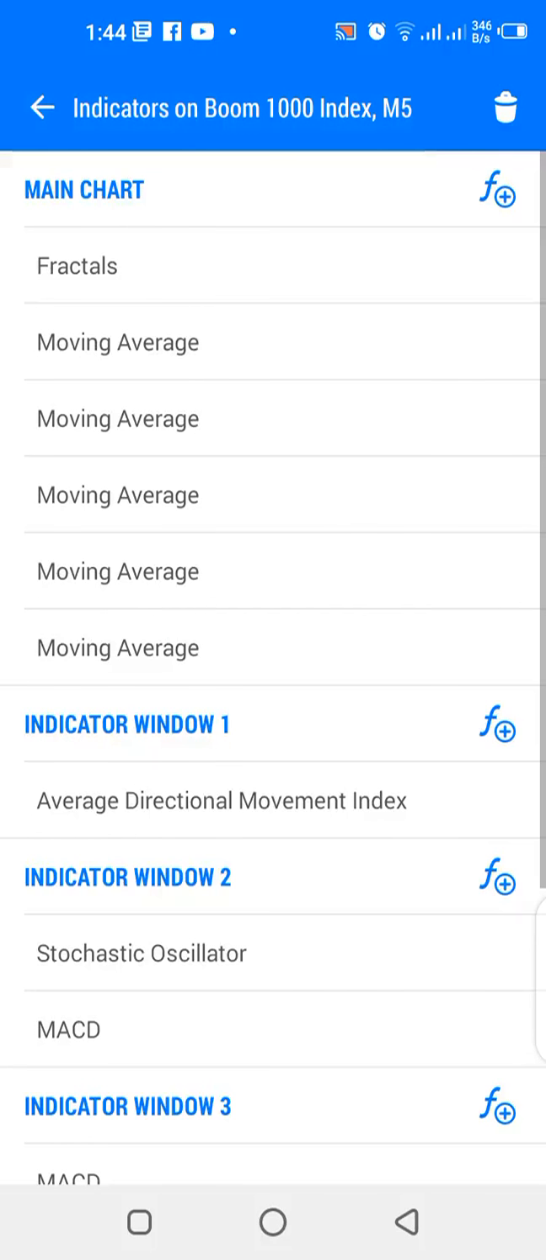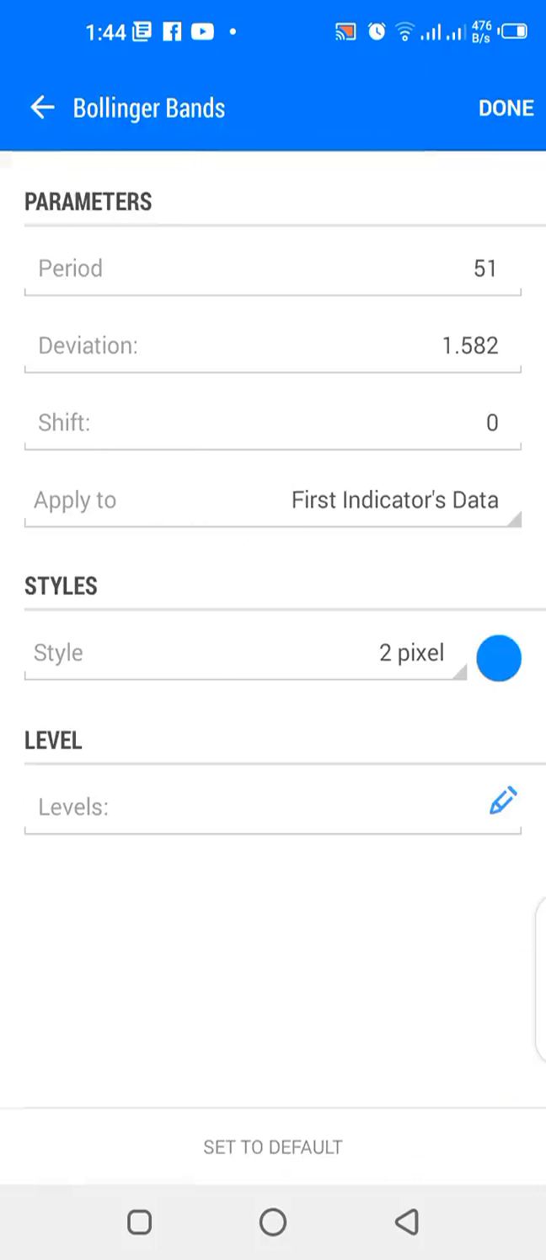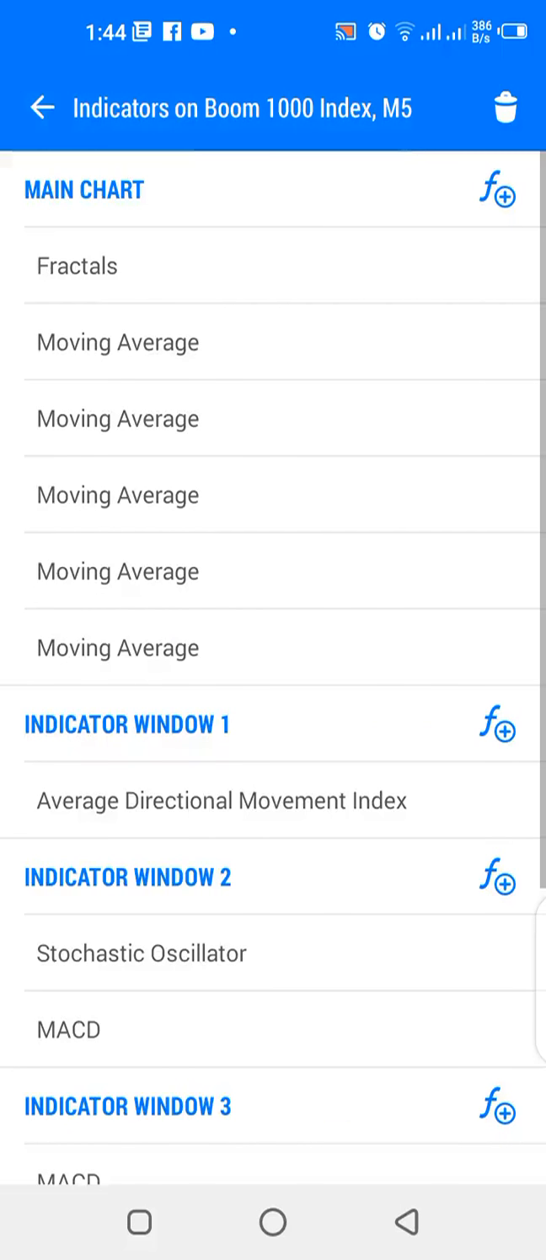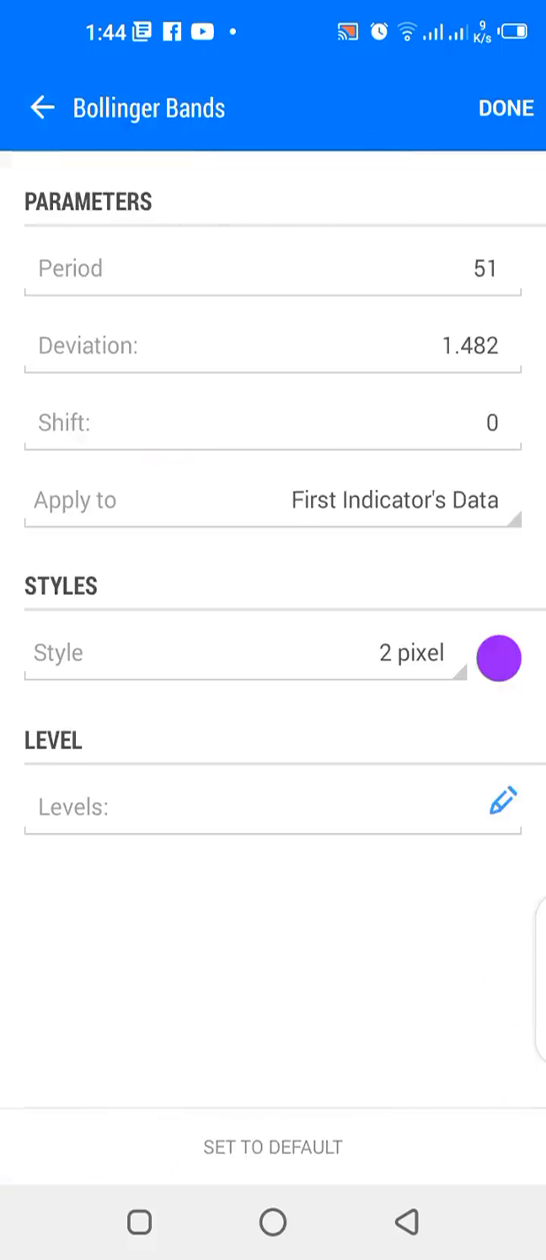Color is black. Now the second Bollinger Band is still 51 period. But this time around the deviation is 1.582. Shift is 0. Apply to first indicator's data. And the color is blue. Then the third Bollinger Band parameters, you have 51 period. They are all 51 period Bollinger Bands, but the deviation differs.